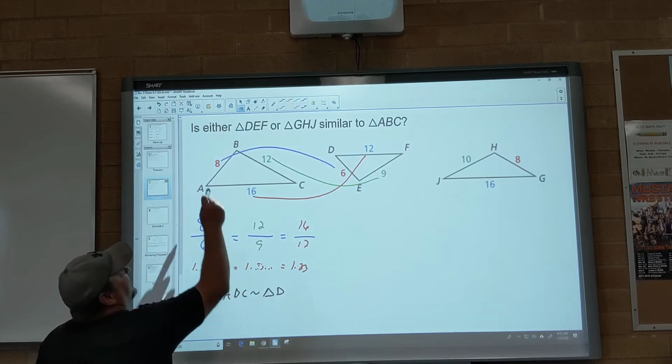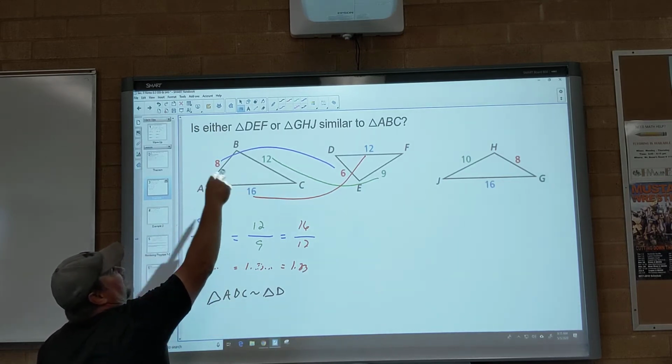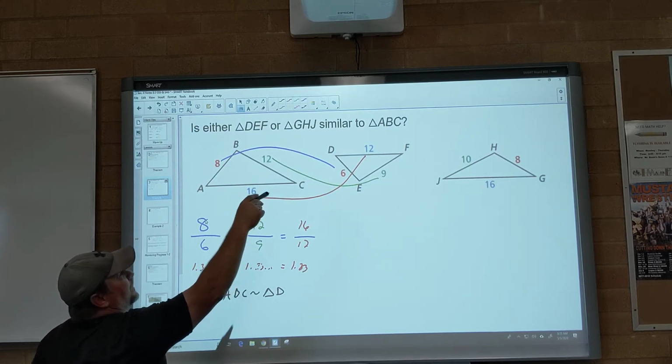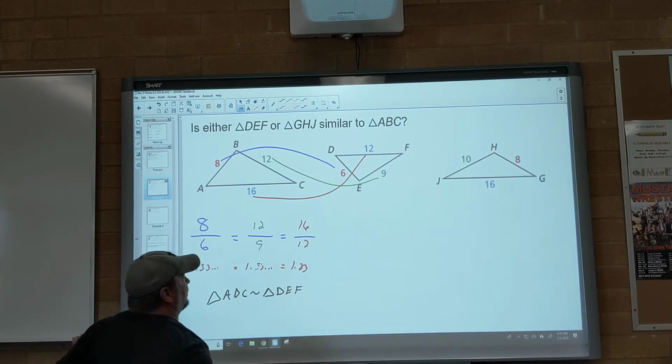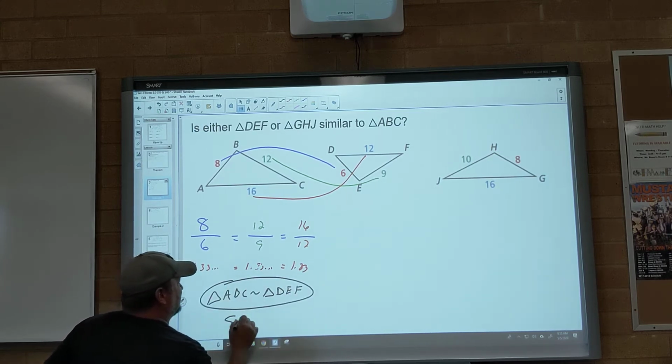Well, let's find out. B is the smallest and the medium. So between our red and green is E, and then F is the last letter. So it did work. Yay. It is by side, side, side.